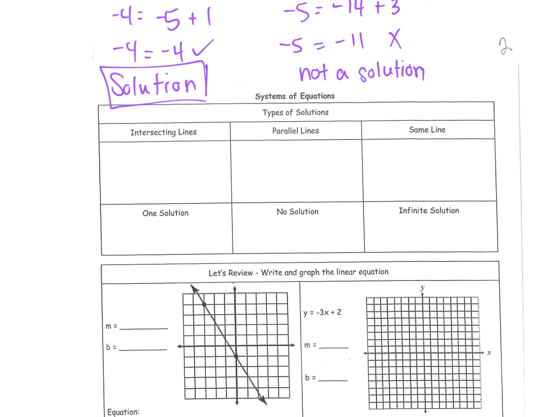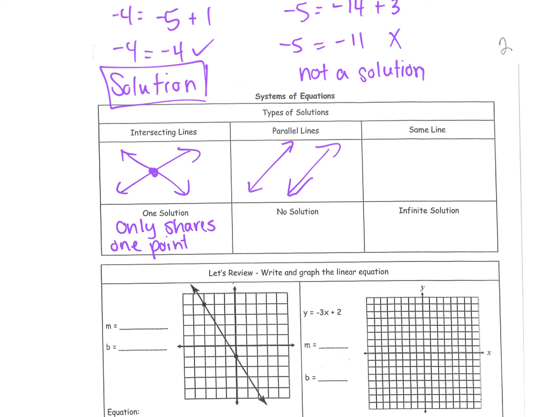about intersecting lines. There are different kinds, and you can see what kind of solution you're going to get. If you have intersecting lines, this means you have one solution, and it shares only one point. Next one, we have parallel lines. If you graph two lines and they're parallel, they don't intersect, which means there's no solution.